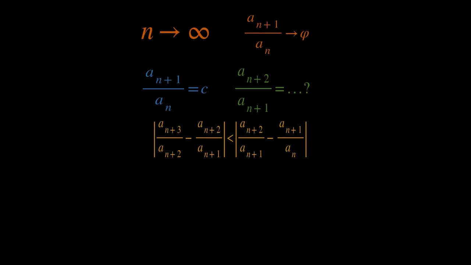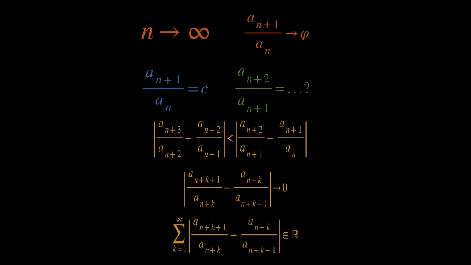We'll also have to prove that the absolute value of a sub n plus k plus 1 over a sub n plus k minus a sub n plus k over a sub n plus k minus 1 goes towards 0 for large enough k. We also have to prove that the sum of these error terms is finite and real.